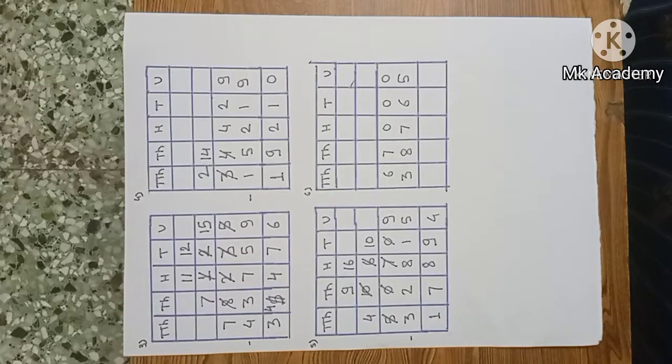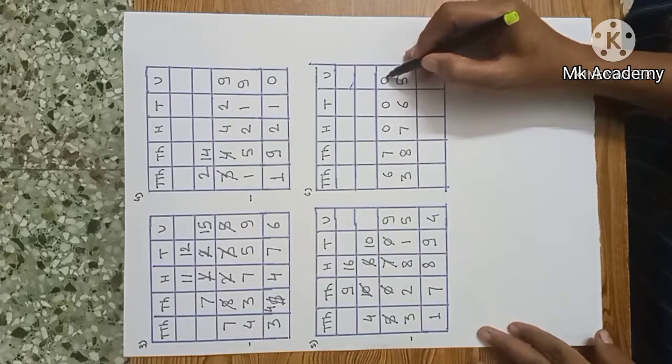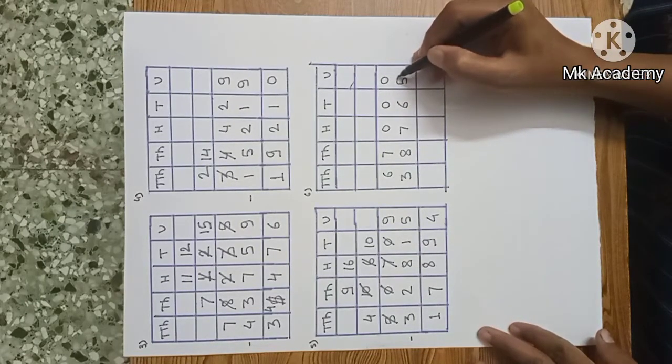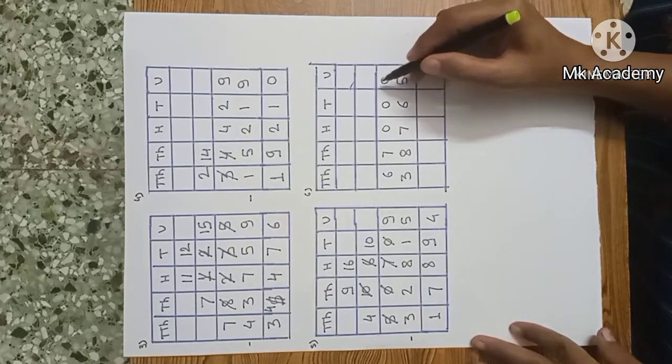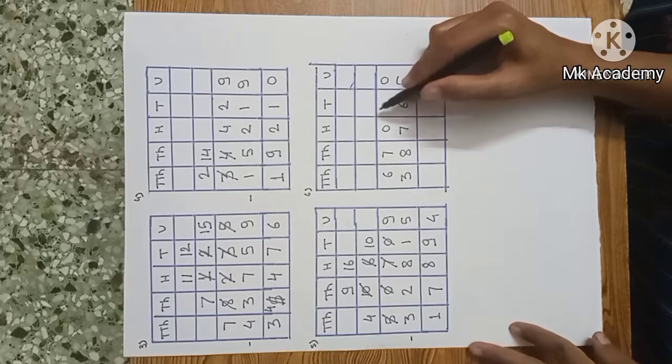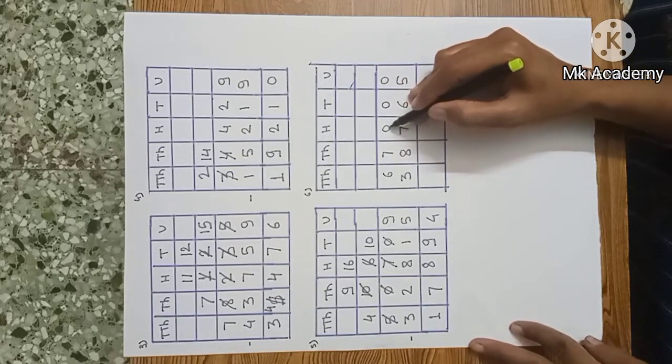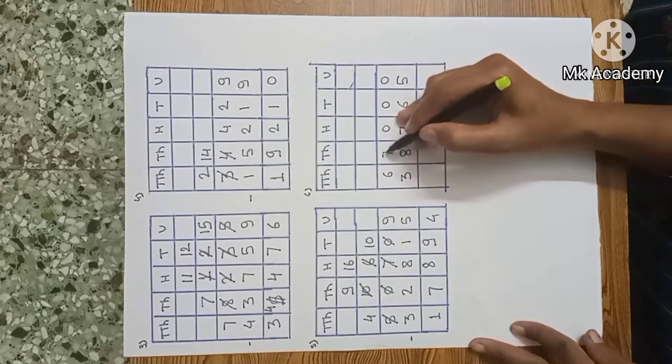Now next, 67,000 minus 38,765. This is 0. 0 minus 5. This cannot be possible. Therefore, we can borrow from tens. Here also 0. Then 100. Here also 0. Then we can borrow from 1000. Here 7,000. We borrow 1,000.